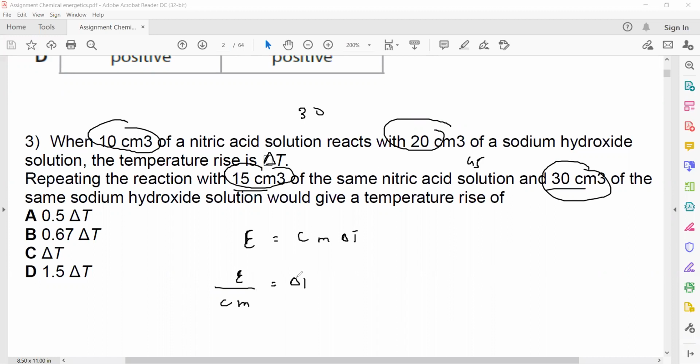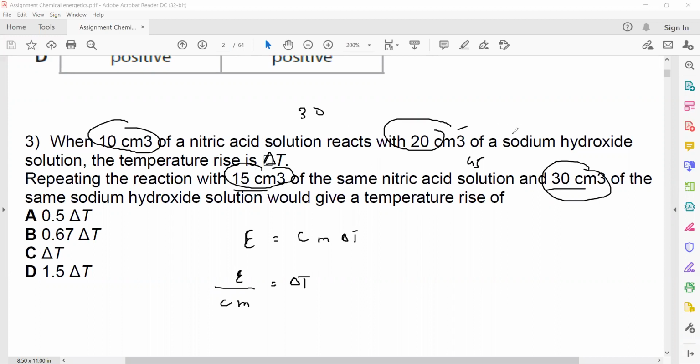The mass increases as the volume increases, the mass of the water increases, and the mass and temperature change are inversely proportional. But what about the energy, the amounts? Because when you compare the total amount, 10 cm cube of nitric acid reacted with 20 cm cube, and the reaction is repeated using 15 cm cube of nitric acid and 30 cm cube of sodium hydroxide.